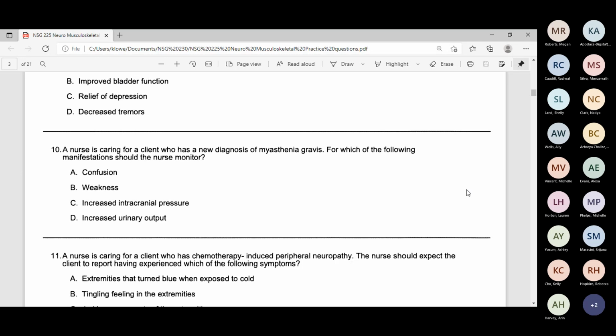Nurse is caring for a client who has a new diagnosis of myasthenia gravis. For which of the following manifestations should the nurse monitor? So thinking about manifestations, thinking about signs and symptoms.